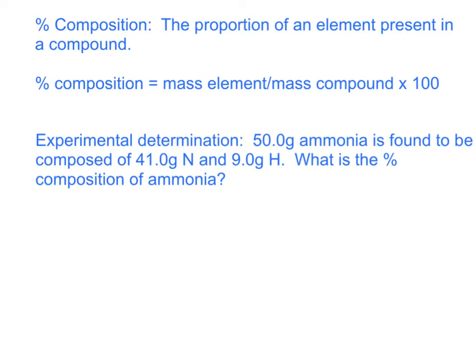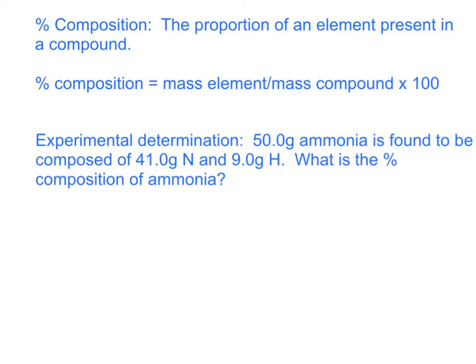To do these, they usually take a compound and then they burn it to figure out what the masses of each element present are. And in this case, we're burning ammonia, 50 grams of it, and we're finding that we have 41.0 grams of nitrogen and 9 grams of hydrogen come off after the burn. So they want to know what's the percent composition of ammonia. So we have to do each part.